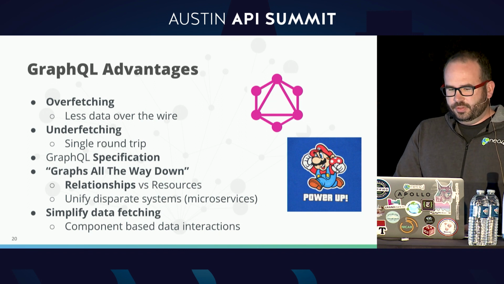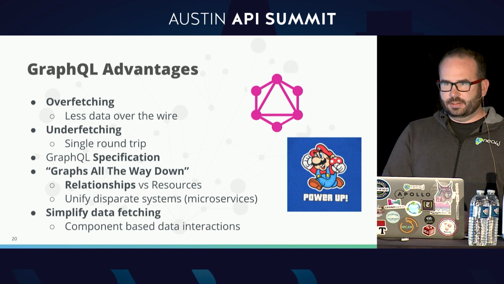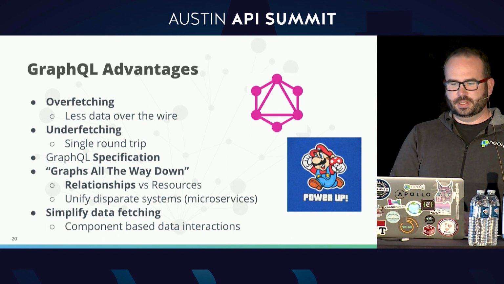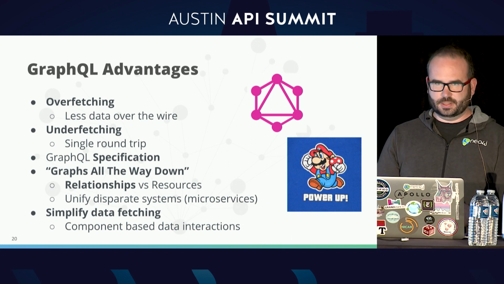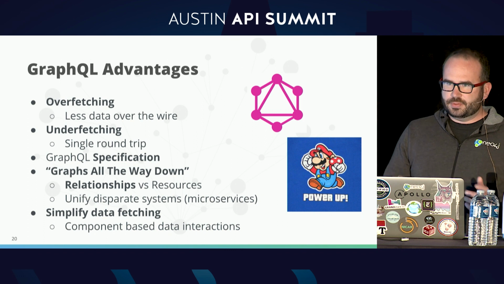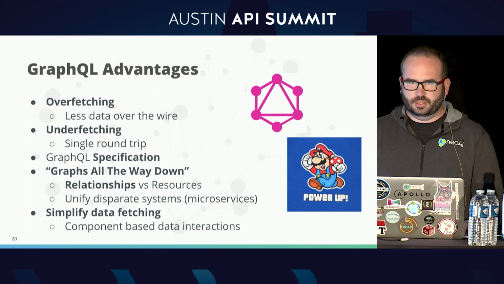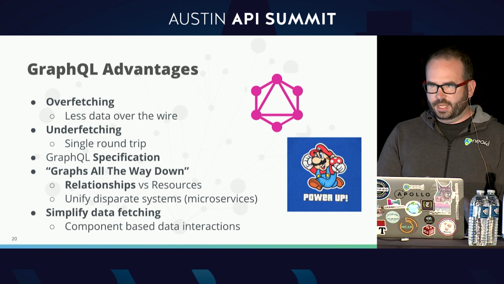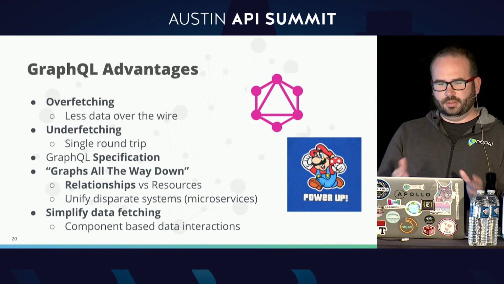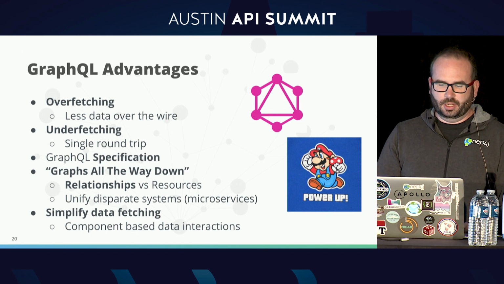Another advantage of GraphQL is that there is a specification that says this is how we do things, this is what GraphQL is. With REST, we don't really have a specification, and there are several ways to do REST. With GraphQL, it comes with a specification included.